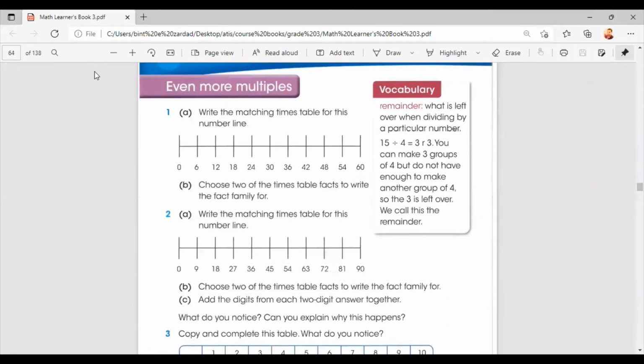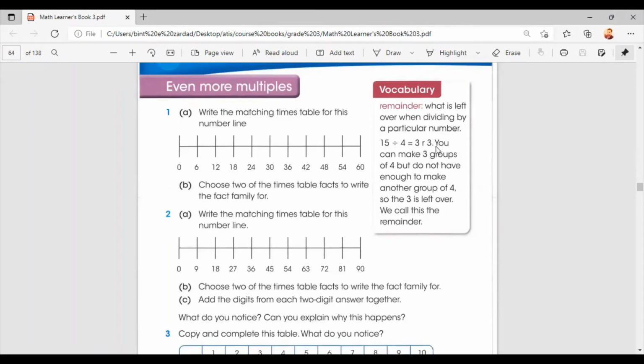Write the matching times table, multiple table for these numbers. Remainder. What is the remainder? What is the leftover when dividing by a particular number? 15 divided by 4. Obviously, the table of 4, 15 is not coming. 4 4 times 16. 4 3 times 12. So 3 here coming, and this one 15 not 12. So 15 minus 12 equals 3.